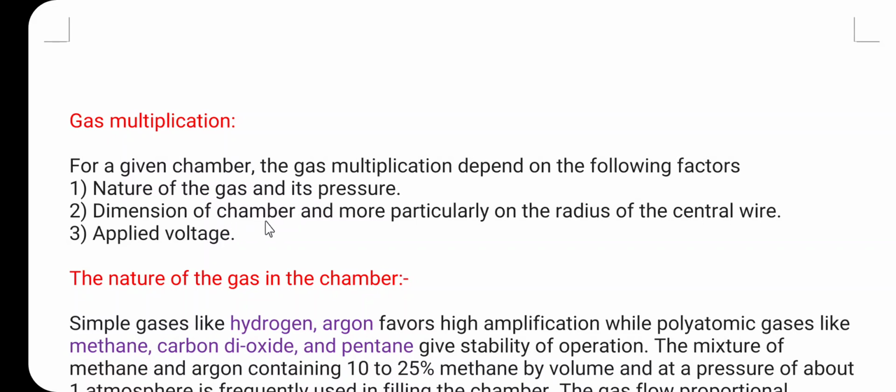The second one is the dimension of the chamber, and more particularly the radius of the central wire. Here the field strength is inversely proportional to the radius of the wire, and the multiplication factor increases with the decrease in the radius of the wire. The third one is the applied voltage. As the applied voltage increases, the multiplication factor also increases. So these are the three factors which affect the gas multiplication.